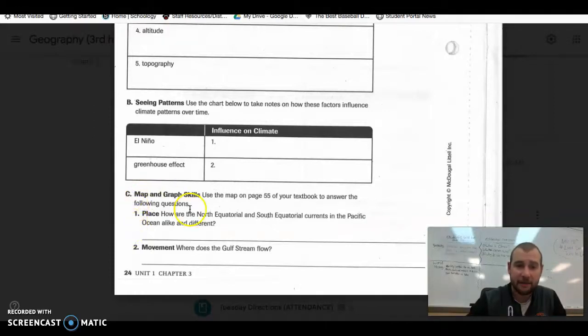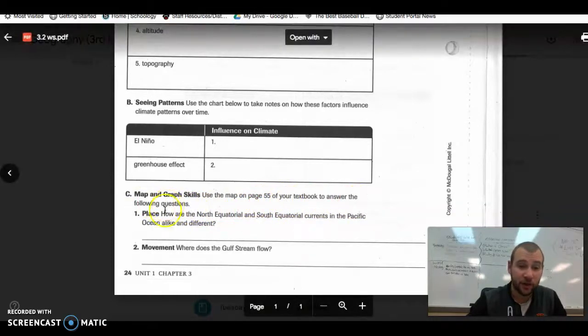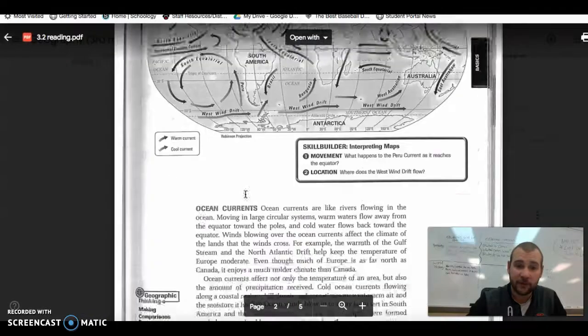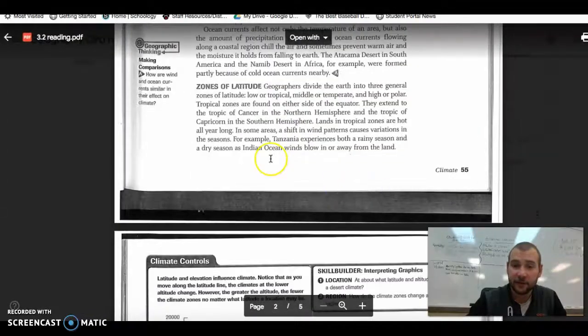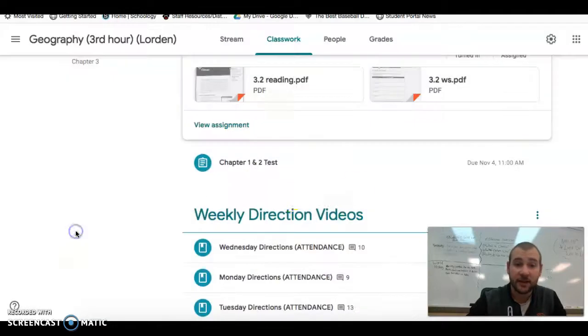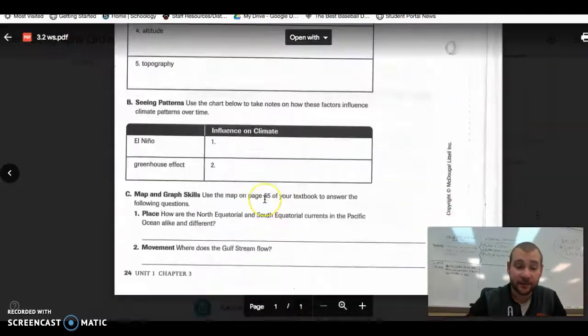Part C then, map and graph skills. Use the map on page 55 of your textbook to answer the following questions. So for these two, we have to go back to the reading, right? We have to go to page 55. Here it is, right? And so we're going to use this right here, this chart with all the ocean currents and kind of some wind currents. And that is going to help us answer part C here. So again, these will be about a sentence or two long as well.